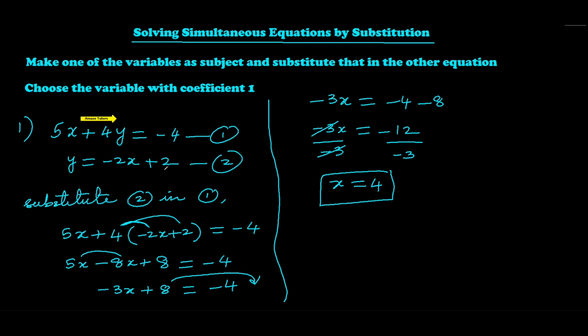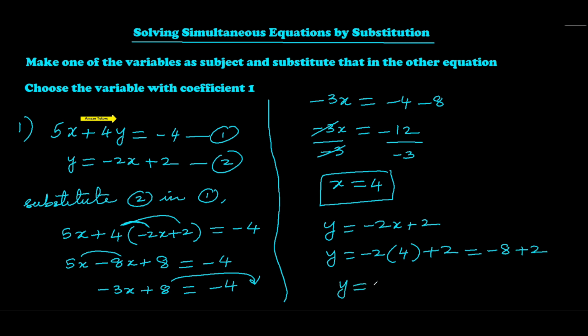Now we need to substitute this in the second equation to get the value of y. Why did I choose the second equation? It is already in terms of y. Negative 2x plus 2, y is equal to negative 2 times 4 plus 2. Now 2 4s are 8, negative 8 plus 2. Negative 8 plus 2 is equal to negative 6. So this is the solution for the given system.